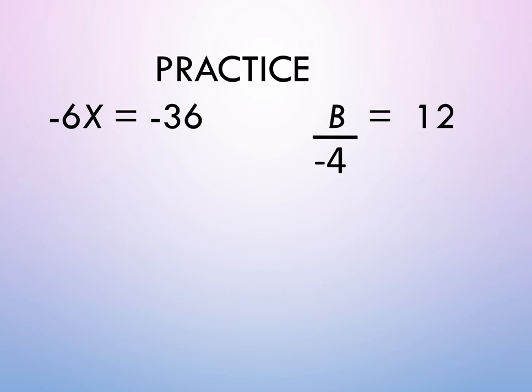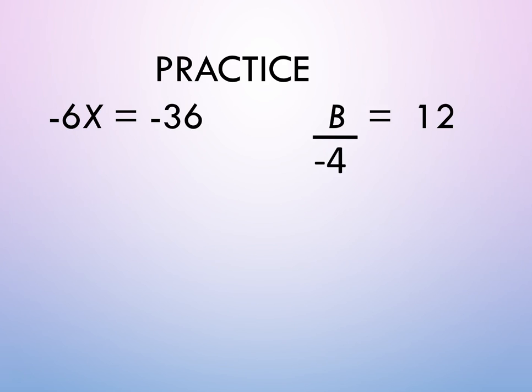Here are 2 practice questions for you. Negative 6x equals negative 36. B divided by negative 4 equals 12. Alright, let's do the first one. I want you guys to pause the video for a moment, do it on your own, and then replay the video and see if you got the right answer, okay? And please, you have to be honest with yourselves as you do this.